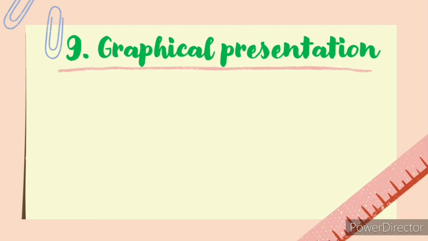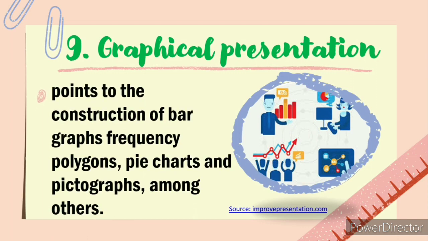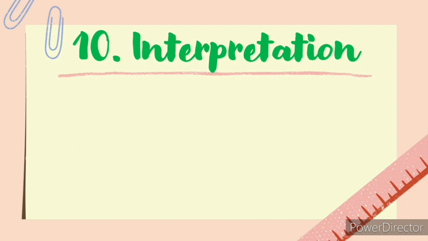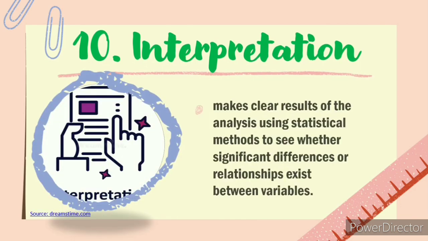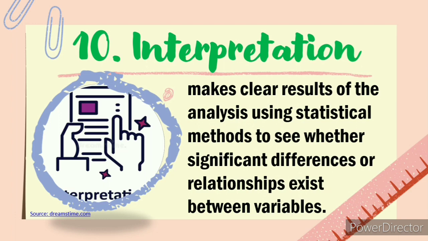Number 9, graphical presentation. It points to the construction of bar graphs, frequency polygons, pie charts, and pictographs, among others. Number 10, interpretation. Interpretation makes clear the results of the analysis using statistical methods to see whether significant differences or relationships exist between variables.